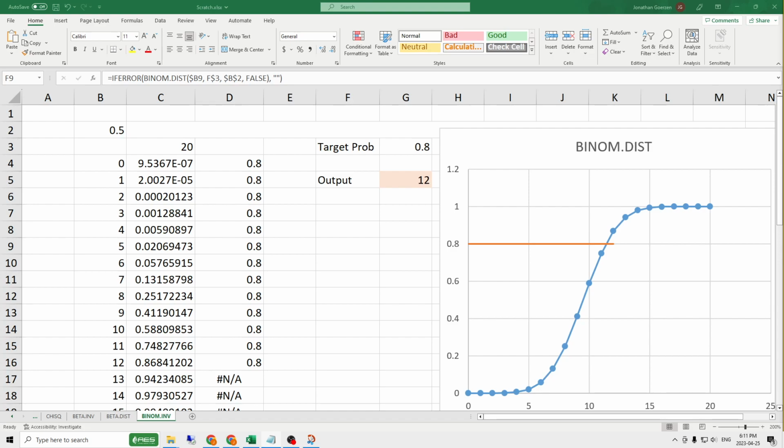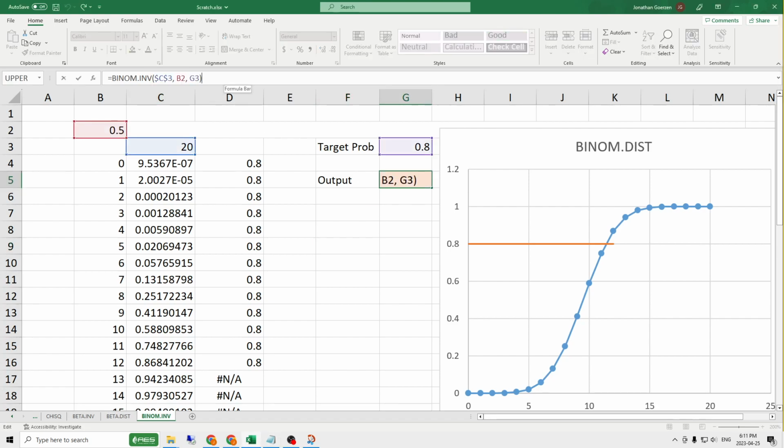This is the video encyclopedia for the BINOM.INV function, or the binomial inverse function. What the binomial inverse function does is answer the question: what is the smallest number of successes that I would expect for a number of trials with a given probability? Let me try to explain that better, because it's hard to get the words around it.